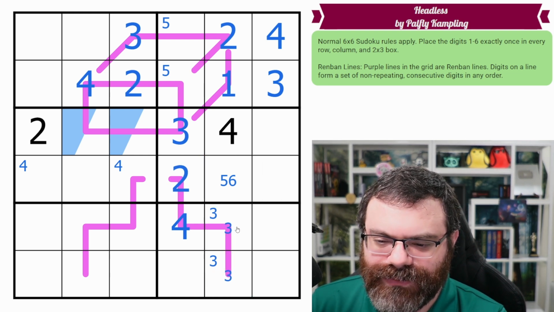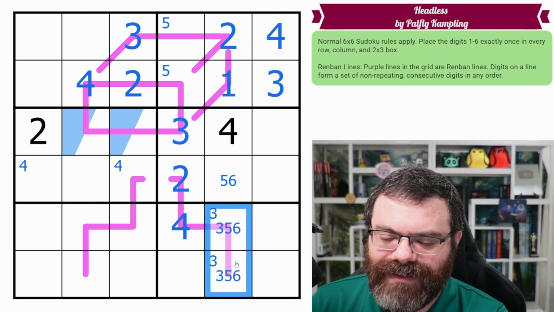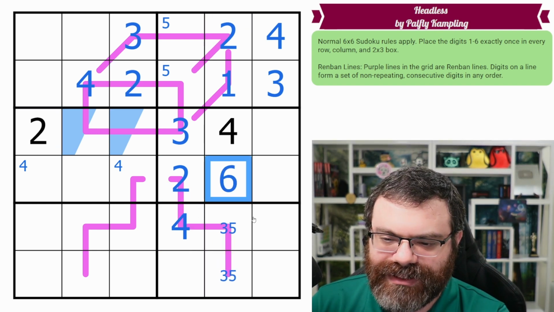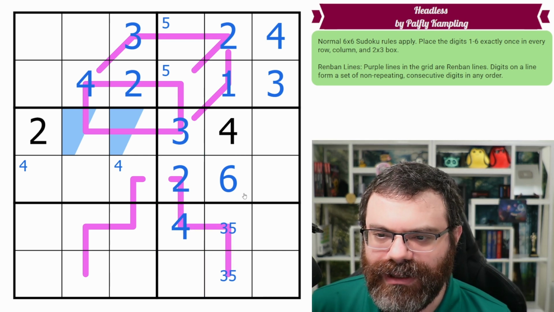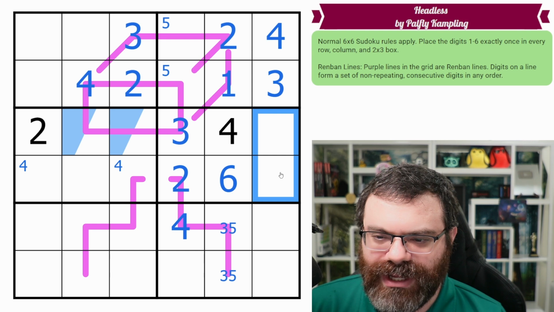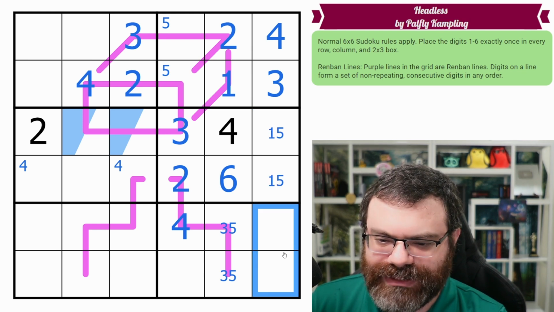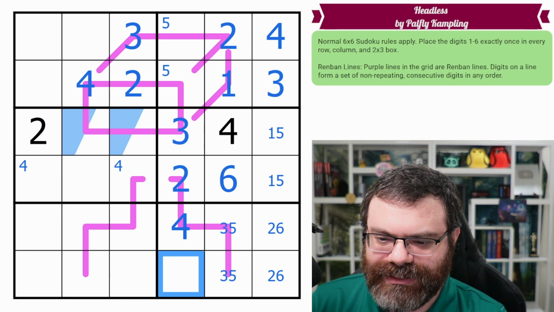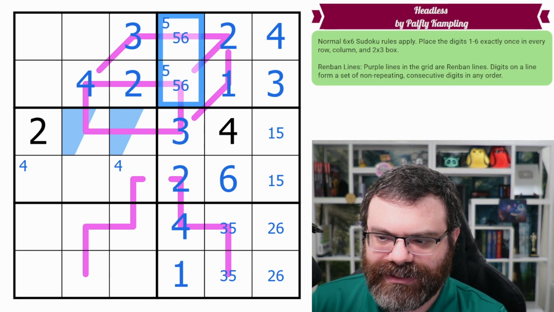So we place the 2. This is 3, 5, 6, but now that there's a 2 on it, there can't be a 6 on it. This is 3, 5, and this is the 6. So this ends up 2, 3, 4, 5. Very nice. This is 1 and 5. This is 2 and 6, and this is placed as a 1, and this is a pair, 5 and 6.